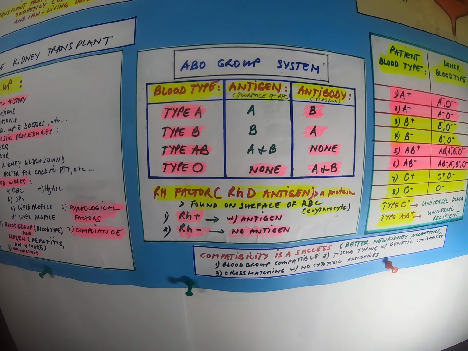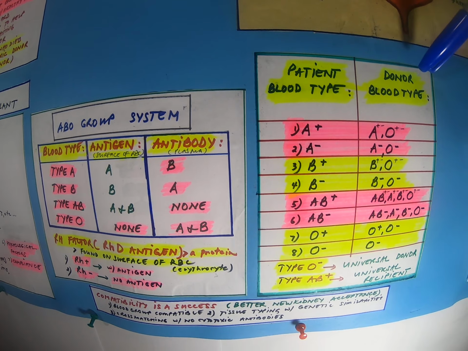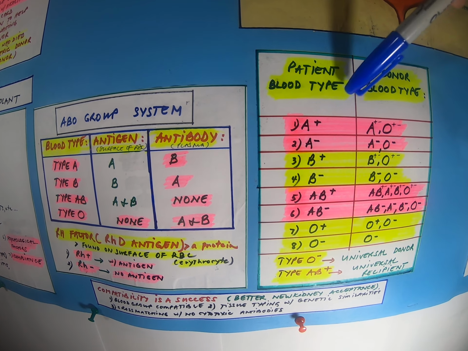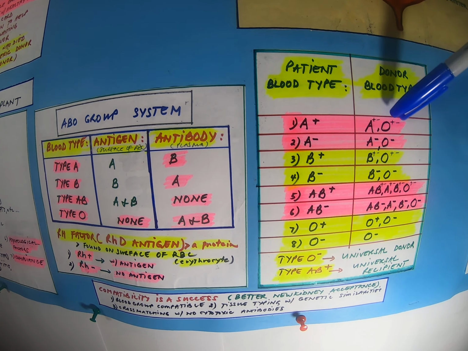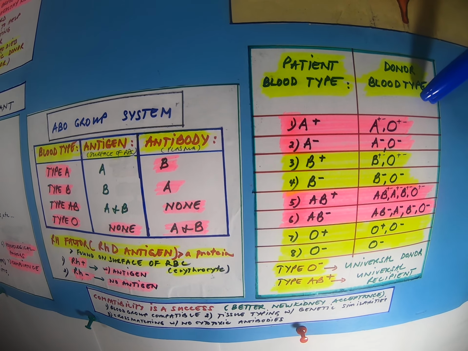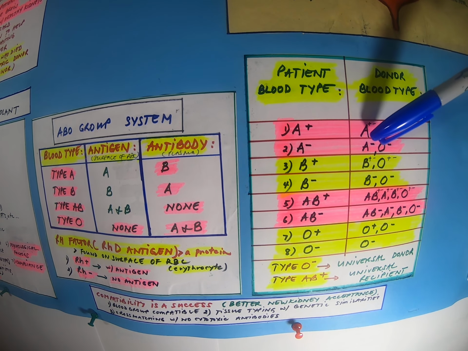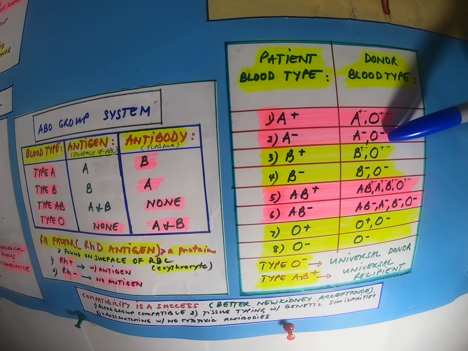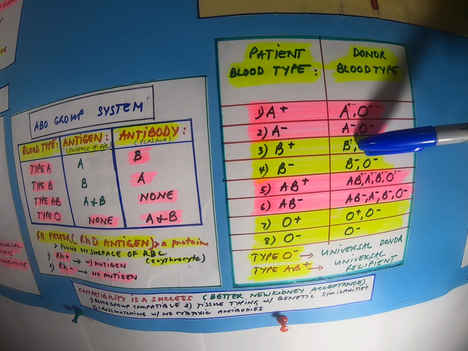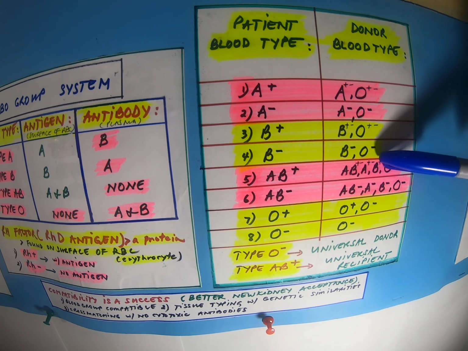So let's talk about the blood type of the patient. This is the blood type of the patient, and this is the donor type to be accepted by the patient. So let's take a look. What blood type can match with the patient? If the patient is type A positive, the donor type should be A positive and negative, and O positive and negative. If you have type A negative, the donor should be A negative and O negative. If it is B positive, you can have B and O, positive and negative for both. And if you have B negative, it has to be negative again.